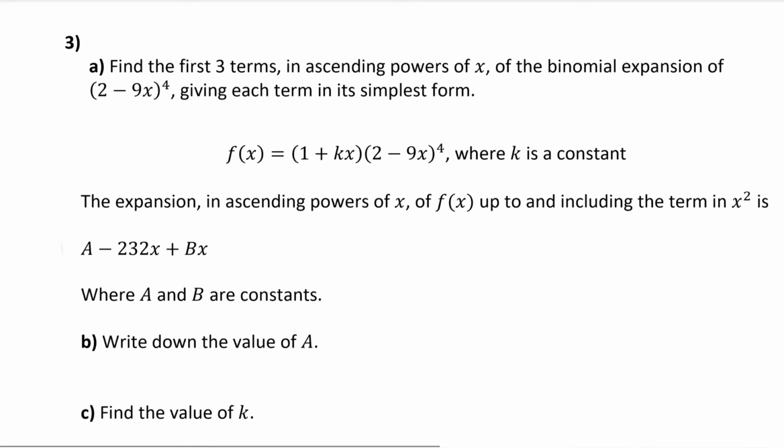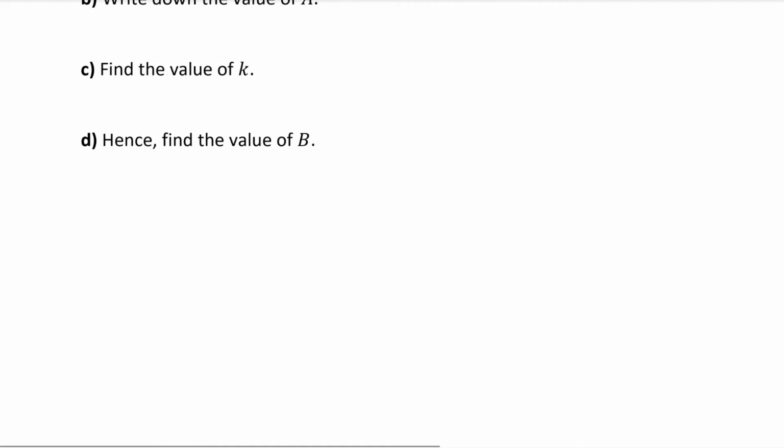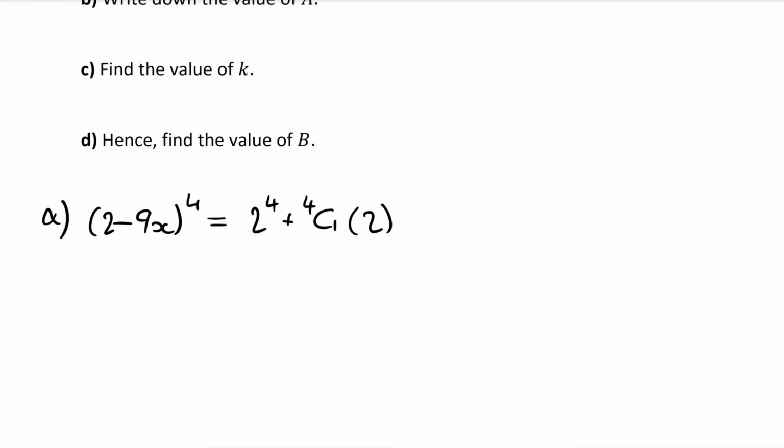Moving on to question 3, we have find the first three terms in ascending powers of x of the binomial expansion of (2 minus 9x) to the power of 4, giving each term in its simplest form. Okay, so this should be a breeze for us right now. We have (2 minus 9x) to the power of 4. Expanding that using the binomial equation, we get 2 to the power of 4 plus 4c1 times 2 cubed multiplied by minus 9x plus 4c2 times 2 squared times (minus 9x) squared.